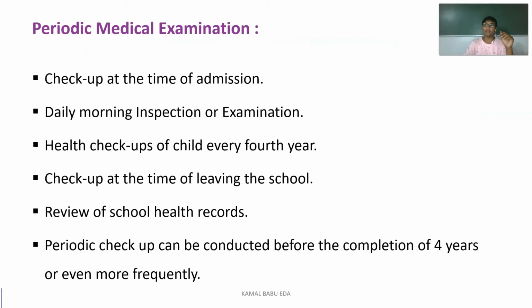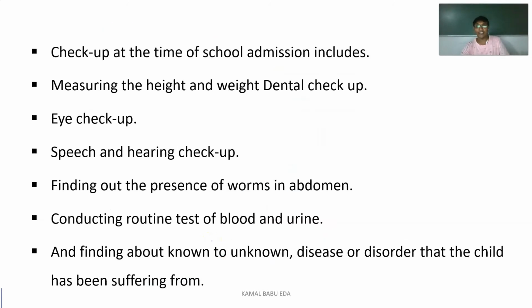We are going to perform the periodic medical examination. In this periodic medical examination, we perform the checkup at the time of admission. We perform the daily morning inspection or examination, and we conduct checkups every fourth year. We perform the checkups whenever the child is leaving the school, and the review of school health records should be maintained properly. Periodic health checkups can be conducted before and after the completion of 4 years or even more frequently. Then you can have the data of the child.